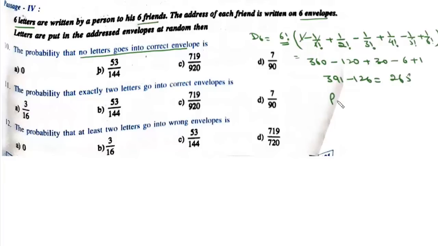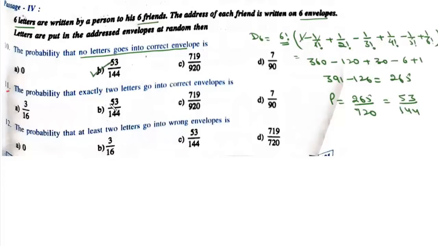So the required probability is 265, and the total number of ways of distributing these 6 letters in 6 envelopes is factorial 6, which is 720. So it will be 265 upon 720. Now this is 53 upon 144, and that's your option B.